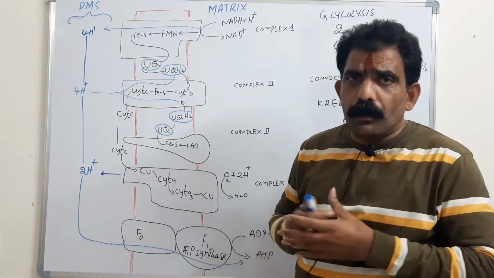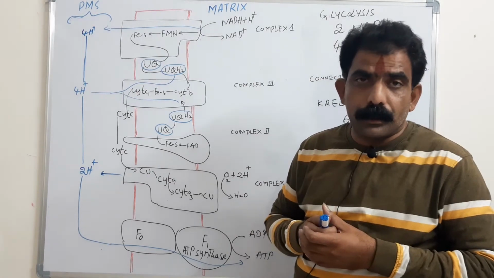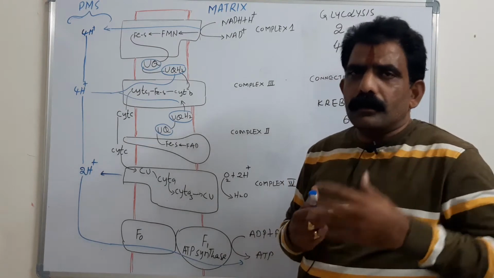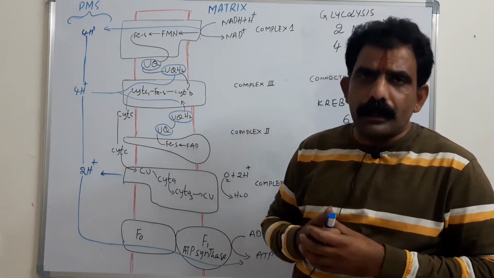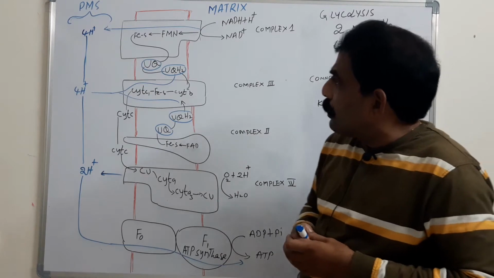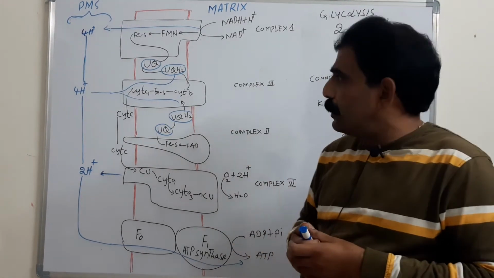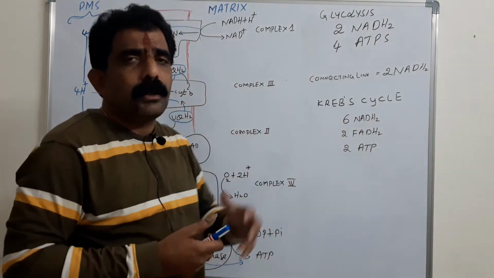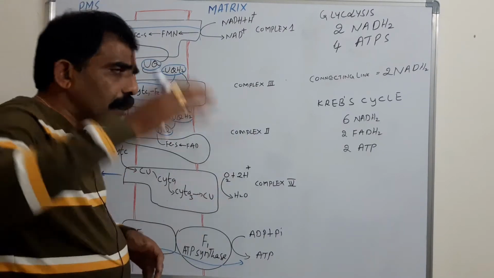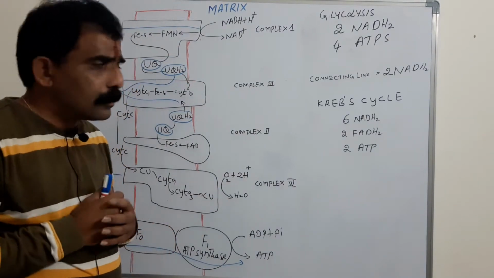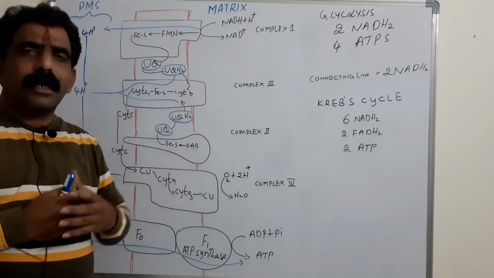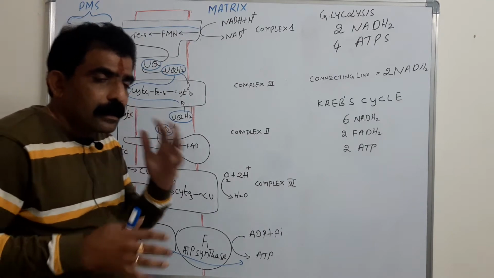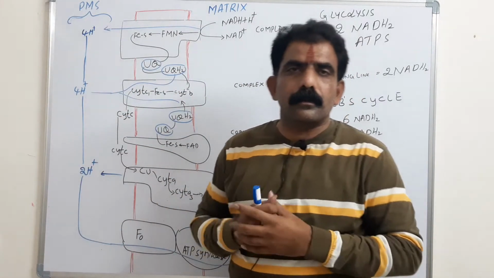So what are the reduced coenzymes? Like NADH2 and FADH2. Actually NAD and FAD are the coenzymes that are reduced, so they are called reduced coenzymes. Now NADH2 and FADH2 have reducing equivalents. The NADH2 and FADH2 that are produced during the Krebs cycle, connecting link reaction or glycolysis undergo oxidation in the electron transport system. And this electron transport is coupled with the formation of ATPs in the presence of oxygen.